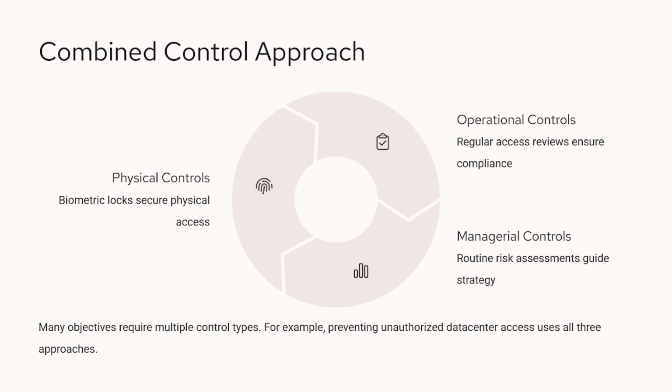So many of the control objectives require multiple control categories. For example, preventing unauthorized access to a data center uses all the 3 approaches. How?